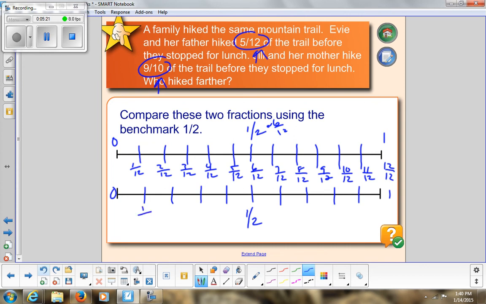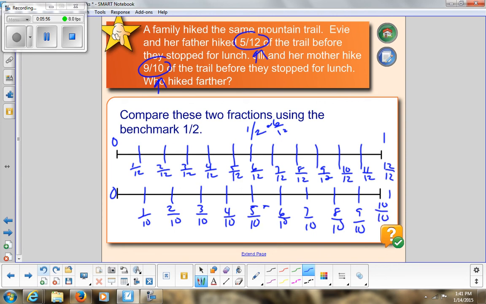So we have 1/5, 2/5, 3/5, 4/5, 5/5. Oh yeah, because we're doing 10. Sorry. Let's start that all over again since Miss Friendly was stuck on fifths for some reason. So we have 1/10, 2/10, 3/10, 4/10, 5/10, which is the same as 1/2, 6/10, 7/10, 8/10, 9/10, and 10/10.